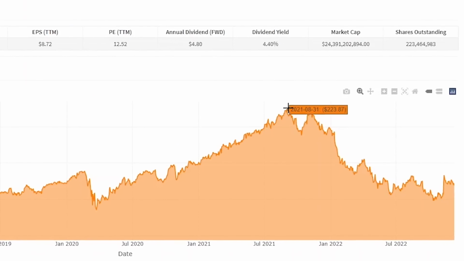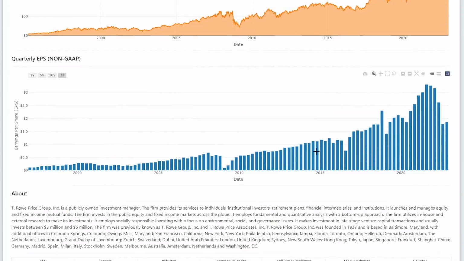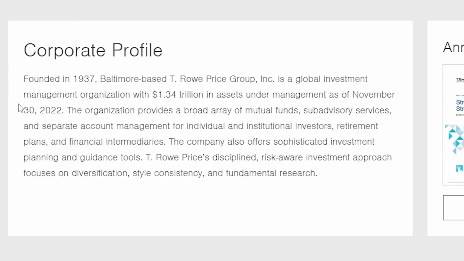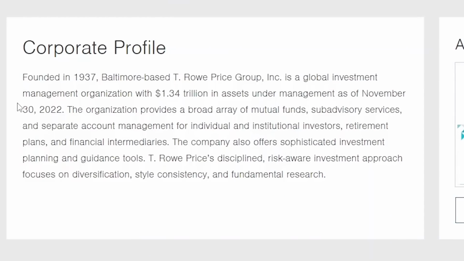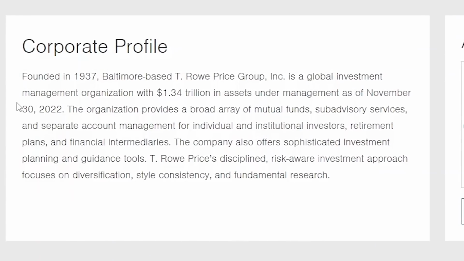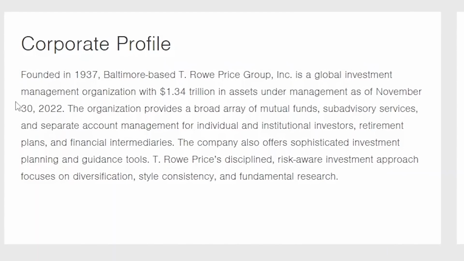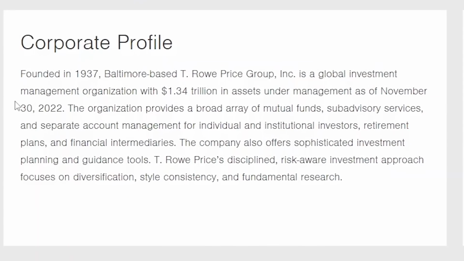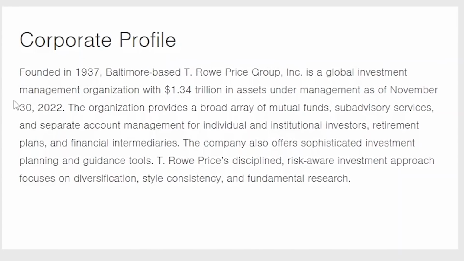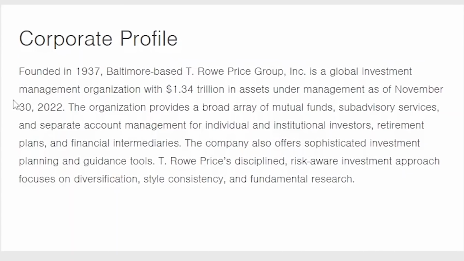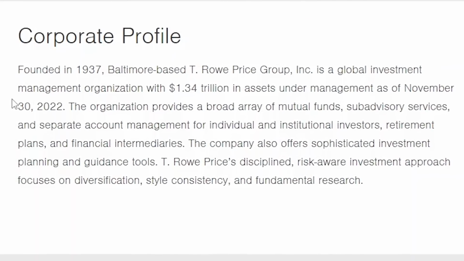So why is this stock down so much? To understand this, you must understand their business model. Quote, founded in 1937, Baltimore-based T. Rowe Price Group is a global investment organization with $1.34 trillion in assets under management. The organization provides a broad array of mutual funds, sub-advisory services, and separate account management for individual and institutional investors, retirement plans, and financial intermediaries. The company also offers sophisticated investment planning and guidance tools.